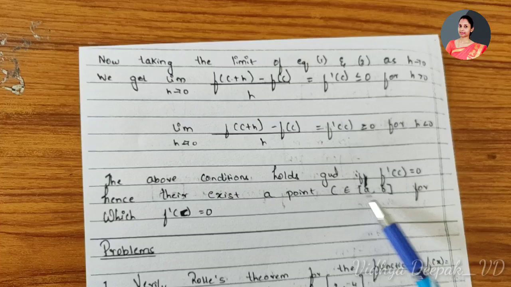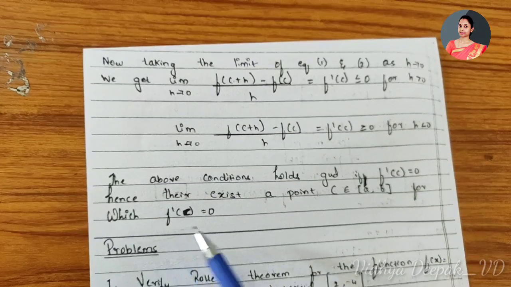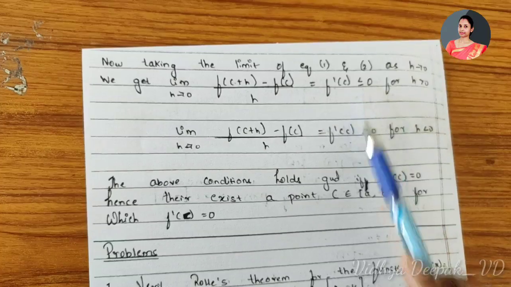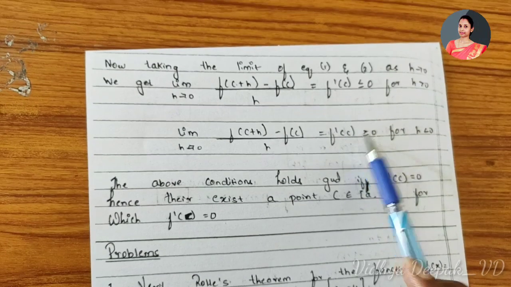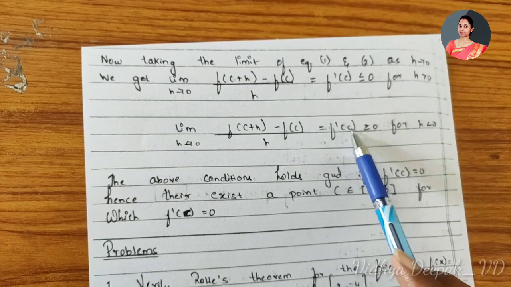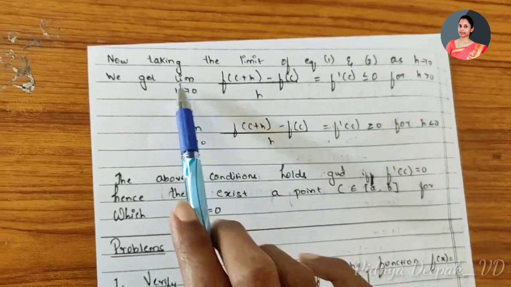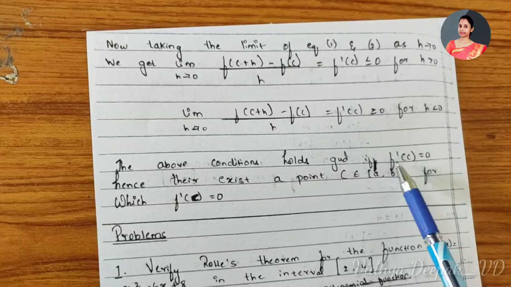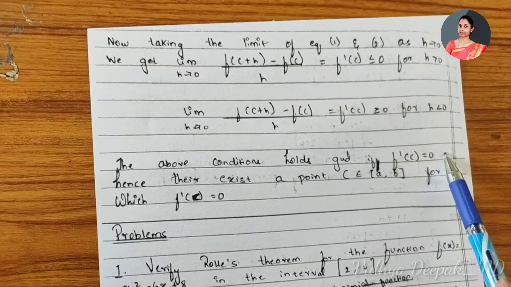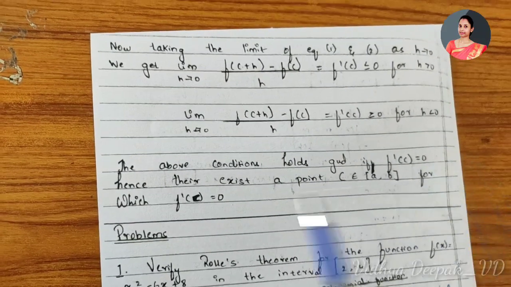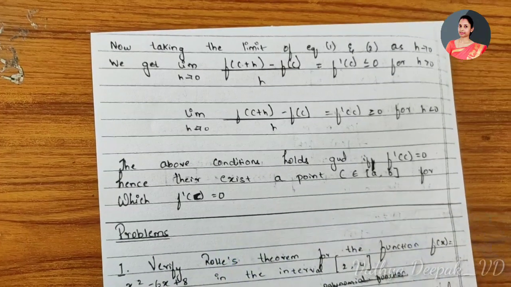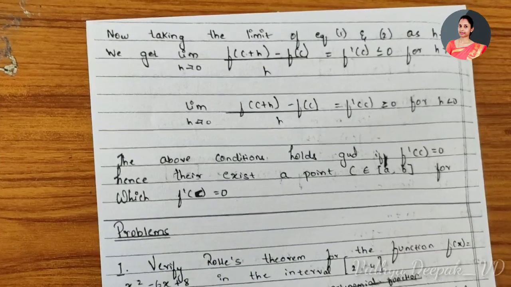Hence there exists a point c belongs to a comma b for which f dash of c is equal to 0. So this holds good only if f dash of c is equal to 0. This formula holds good if and only if f dash of c is equal to 0. So we can say that hence there exists a point c, and f dash of c is equal to 0.